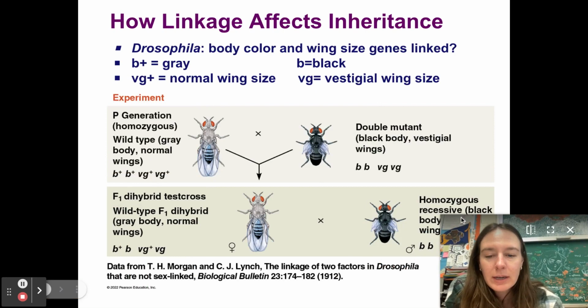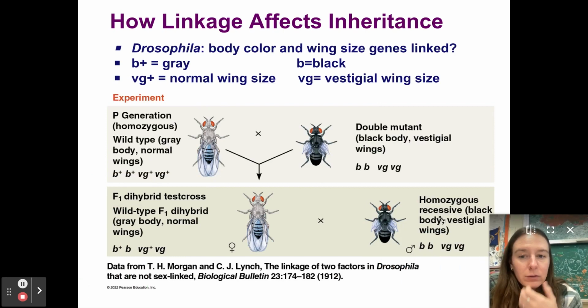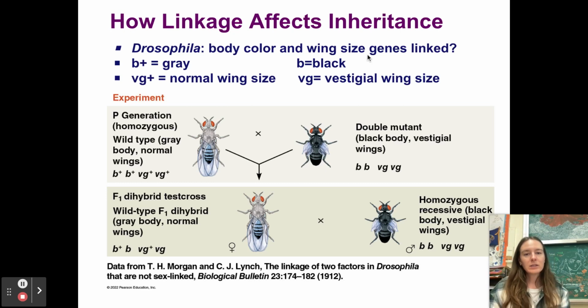Let's look at a case study, an example that was done on fruit flies. We're looking at Drosophila, body color and wing size. We want to know, are these genes linked? Are they inherited together? If you're going to get, for example, the gray body color, does it always have to pair up as a package deal with the wing size, like this normal long wing size? Or are they not linked?